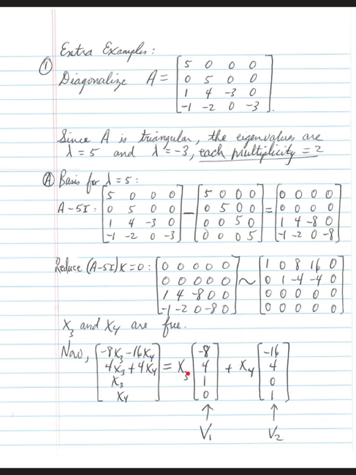Factoring out an x3, you will get -8, 4, 1, 0. This is V1. That's one of our vectors in the basis. Sorting out the x4s, or think of it as factoring it out either way, -16, 4, 0, and 1. And that's our second vector. Now on the next slide, we're going to switch over to the eigenvalue of -3 and repeat all this.